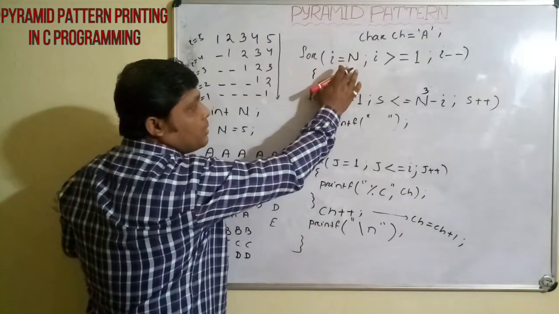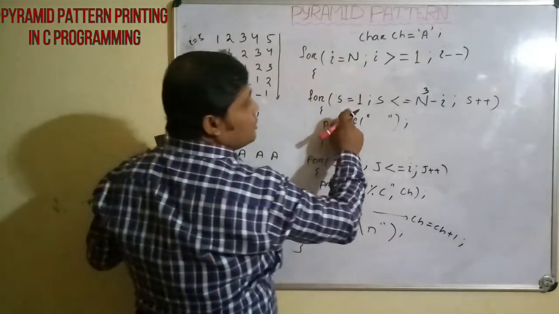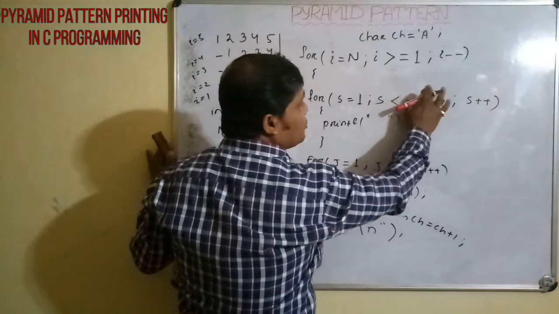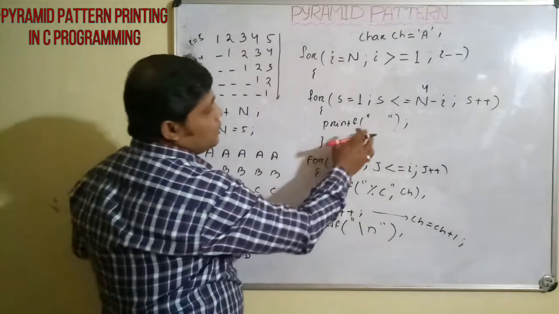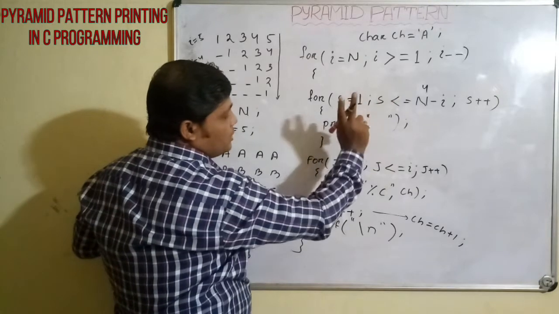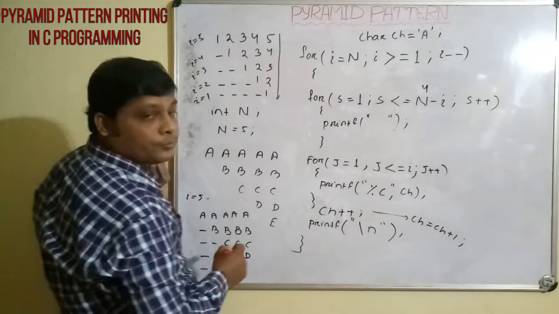Now i value is minus minus, that is 1. 1 greater than or equal to 1, condition true. Then this will be 1 to 5 minus 1. This will be 4. Clear? Now see, 1 to 4, that means 4 spaces will be there.